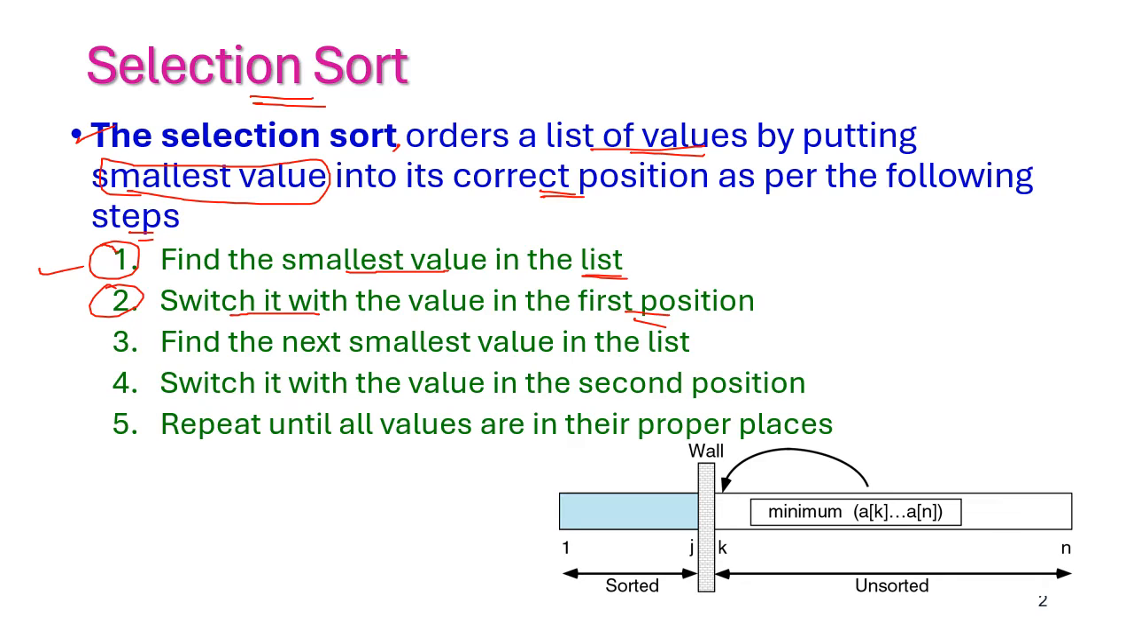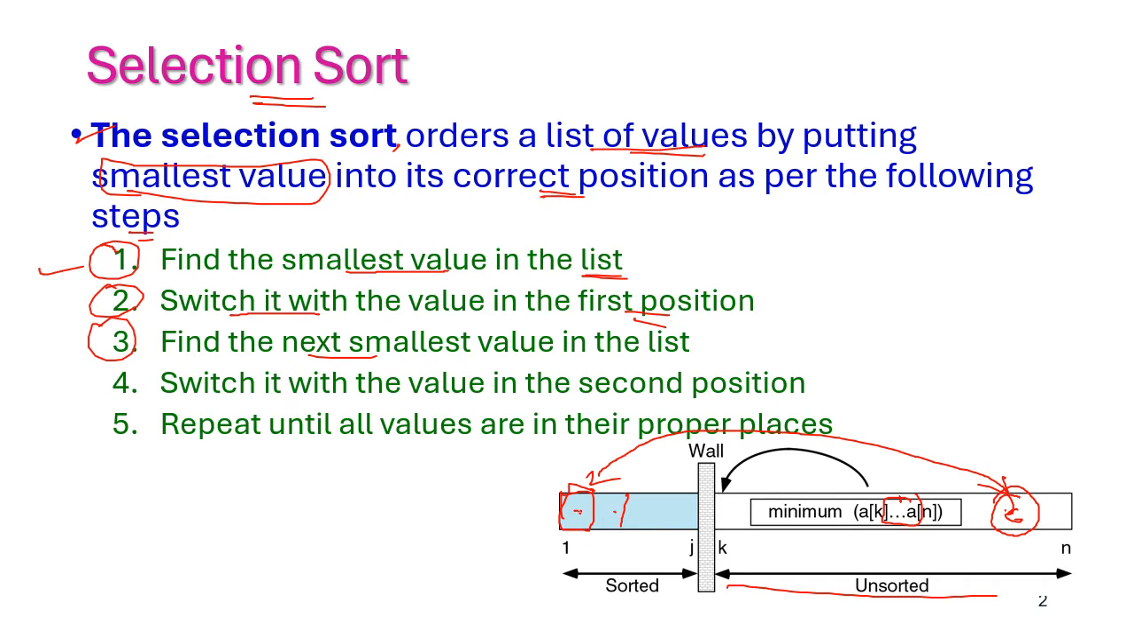See, in the unsorted data, it finds the smallest value and the smallest value will be replaced to the first position. The value in the first position will be replaced here. These two items will be switched between each other. And second, it finds the next smallest value. For example, it may be here, and that will be replaced in the second position.